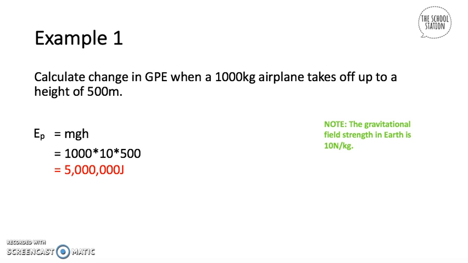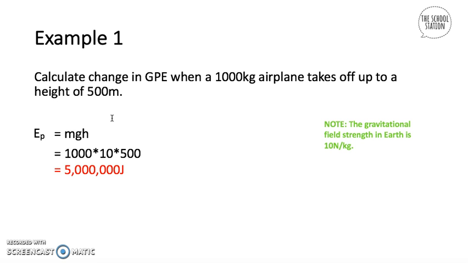First of all, we have to look at what we're trying to find. Sometimes, they're just going to tell you simply to calculate GPE. In other questions, they will make you think about what you're trying to find. But luckily in this example, it already tells us. We're trying to find the change in GPE when a 1000 kg airplane, so 1000 is the mass, takes off up to a height of 500 meters, and 500 meters is obviously the height.